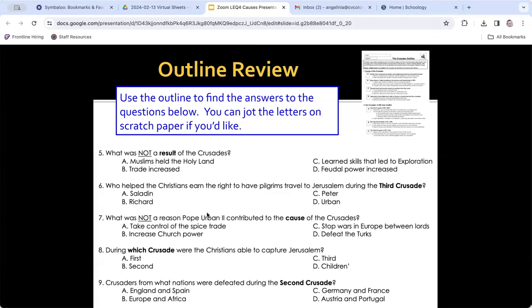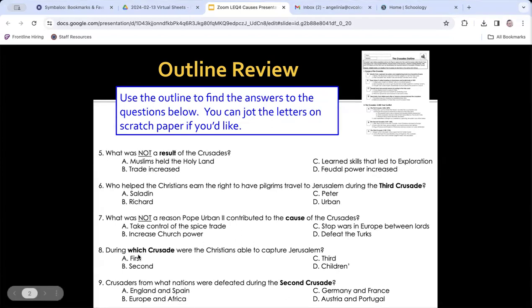Number 7, we did a little bit with yesterday, but what was not a reason for the Pope's letter? A. He's not trying to take control over trade. The merchants are more interested in that. He's attempting to increase church power, to unify people underneath him, and to stop the Turks, who he sees as these Muslim enemies. He doesn't want them spreading into Europe the way they did across the Middle East.